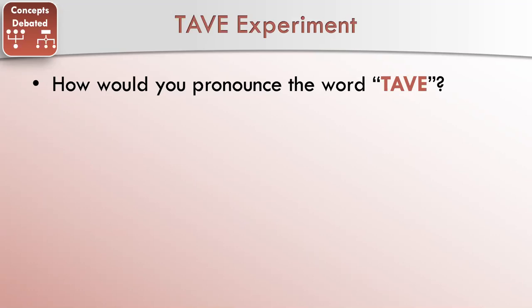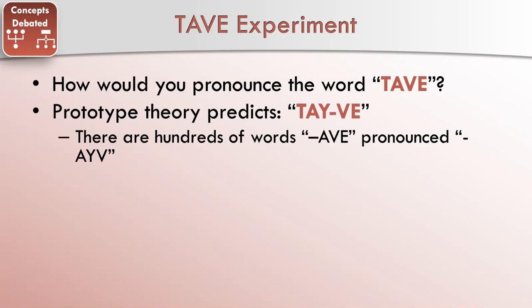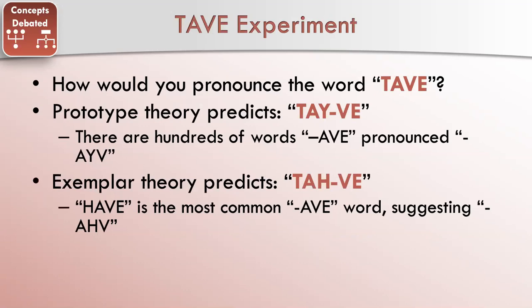Read that word, T-A-V-E. How would you pronounce it? Just try to pronounce it right now. So it turns out that the different views make different predictions. Under the prototype view, you would read it as tave because there are hundreds of words that sound like tave, like ave, like behave. On the exemplar view, you'd predict tav, because have is the most common AVE word in English.